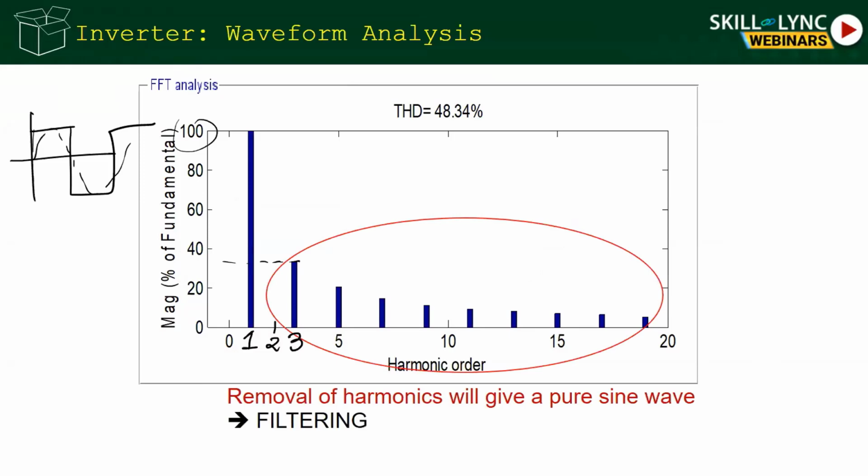So if we can remove these harmonics, we will get a pure sine wave, which brings us to the point of filtering. We can filter out these harmonics and get a pure sine wave. The problem is that removing these lower order harmonics is difficult. You will need inductors and capacitors of large values to do so, right? That is why PWM technology is so well accepted by the power electronics community.